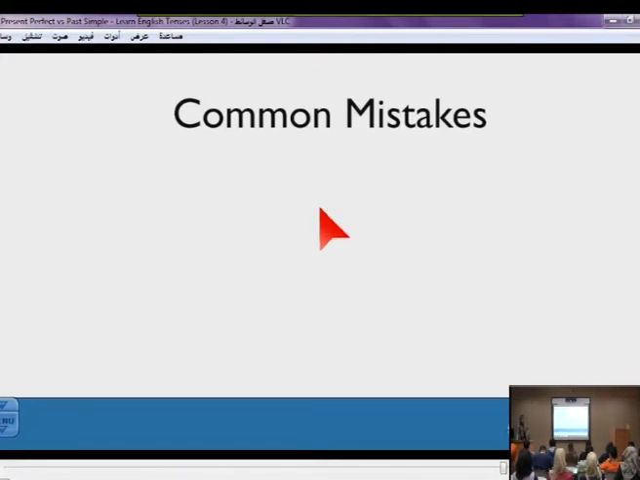The mistake can be made the other way around, using the past simple where present perfect is required. For example, and this is what happens with Arabs in general, they use the past simple instead of the perfect because we don't have perfect in Arabic in our grammar somehow. So we commit some of those mistakes.